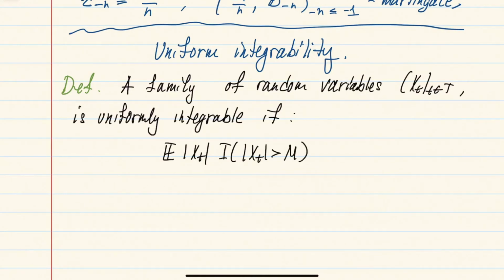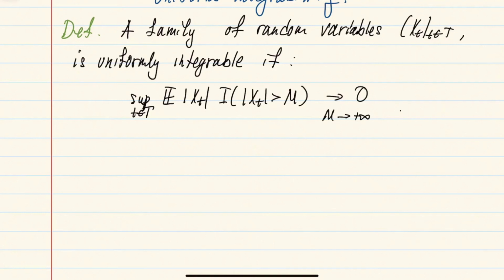Now, we know that if X_t is integrable, then just by the monotone convergence theorem, this would go to 0 when M goes to infinity, but we require this to be uniform over the index set. So if you take the supremum over all t, then this should still go to 0 as M goes to plus infinity. Then, if this occurs, the family is called uniformly integrable. So in other words, the part of the integral of our functions in the tail is uniformly small.